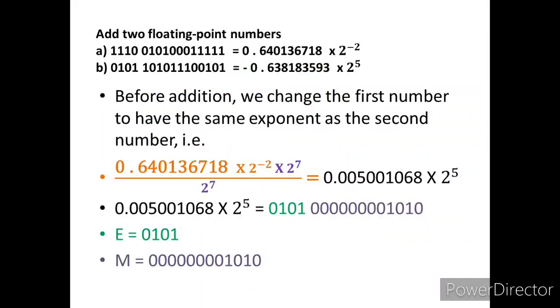As we have seen in the previous session on floating point representation, today we are covering two examples. One is addition. Add two floating point numbers, that is A, 111001010051, which is equal to 0.640136718 into 2 raised to minus 2. The second number is 0101101011000101, which is equal to minus 0.638183593 into 10 raised to 5. So we need to add these two numbers.